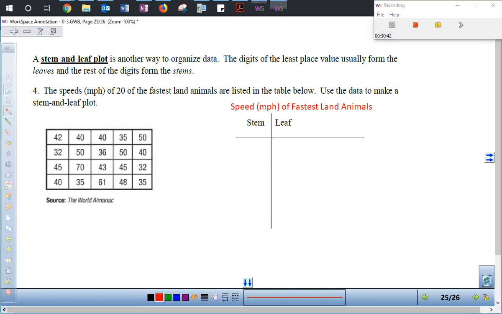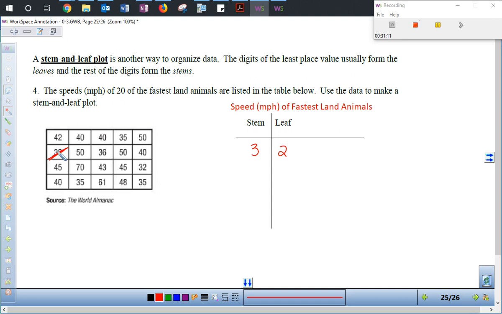Now what we need to do is use this data to make a stem and leaf plot. The easiest way to do this is to start in numerical order. So we want to look at this table and find the smallest number, which is 32. I'm going to put the tens value in the stem and the ones value in the leaf. And this is really important: once you're done with it, cross it off, because we don't want to use it twice.